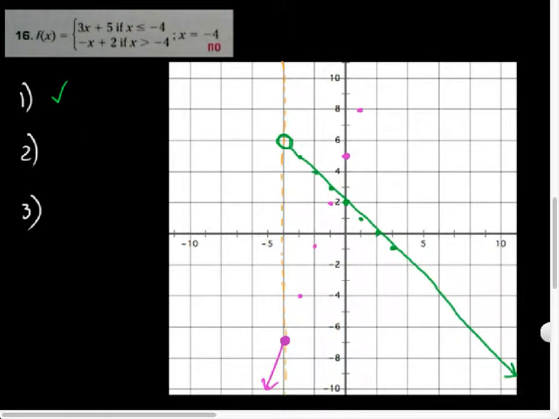Part 2: does it approach the same number from left and right? From the left, it's approaching negative 7. From the right, it's approaching positive 6. So it failed that part of the continuity test. And part 3: is the number that it approaches from left and right, which it doesn't, the same as the number that it is at that point? No, that fails by default. So the answer to this question is it is not continuous at x equals negative 4.